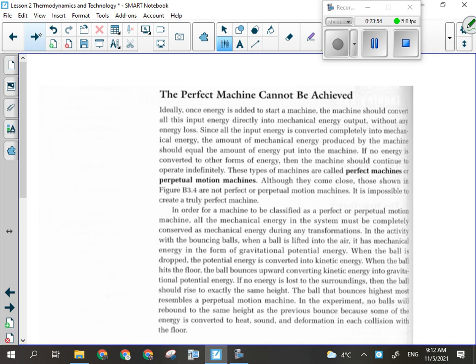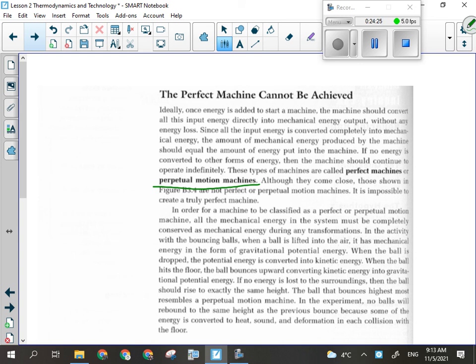Now, how many people have heard of a perpetual motion machine? What can they supposedly do? They can move infinitely and provide their own energy. So if I had a perpetual motion machine and set it in motion, it would never stop. Why is that impossible?